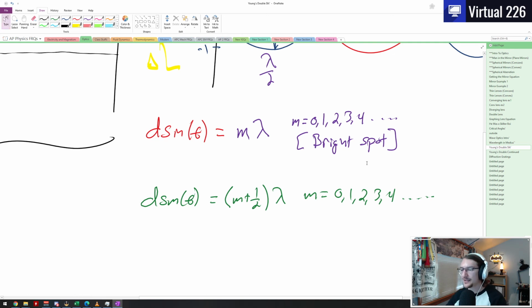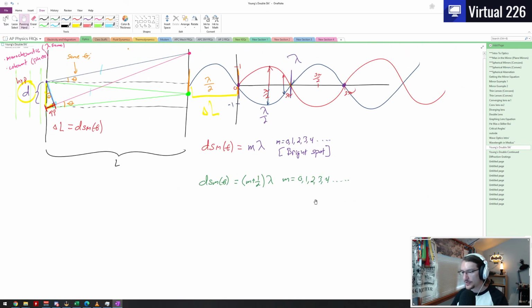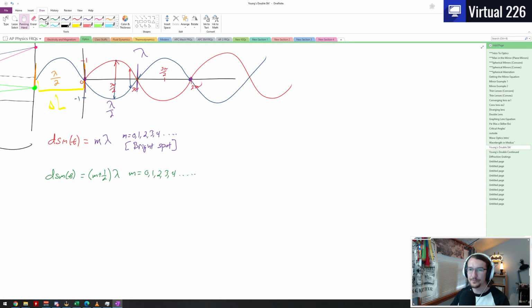And the reason being is that when we look at an actual graph of this, if here is our viewing screen and here is the center, we call this point here m equals 0. That is the central node. It is the maxima of the Young's double slit. When we go up to the higher order fringes, this would be like m equals +1, and on the other side, it'll be m equals -1. It's symmetric, so it doesn't really matter if the m is positive or negative, they are just the same.